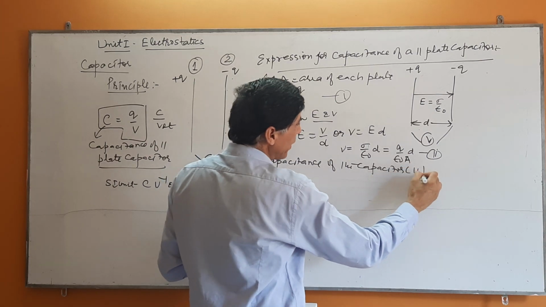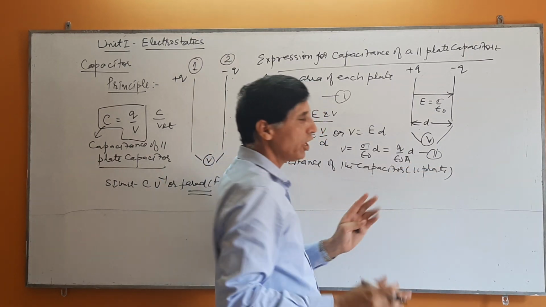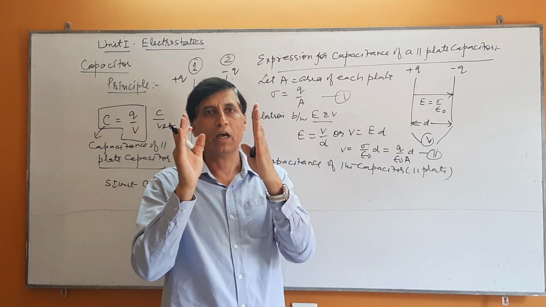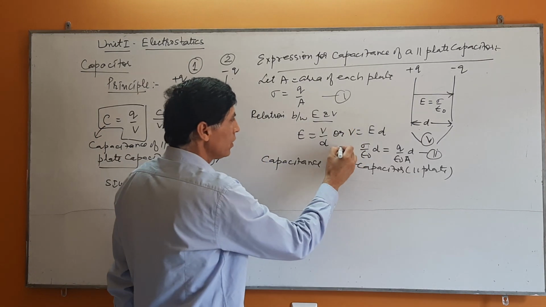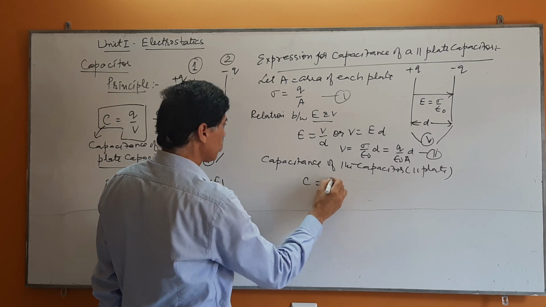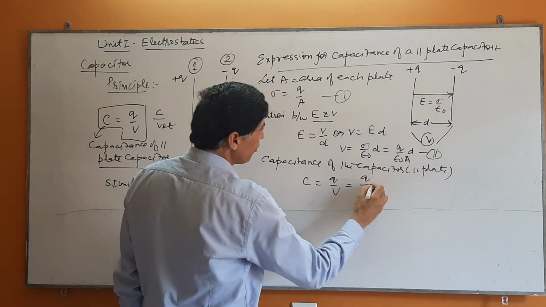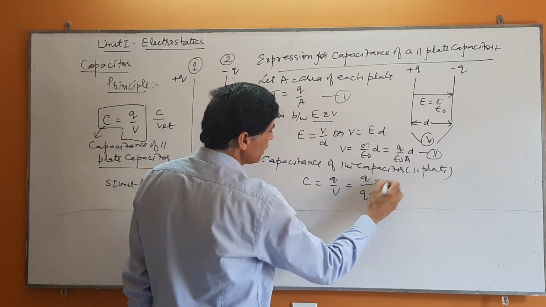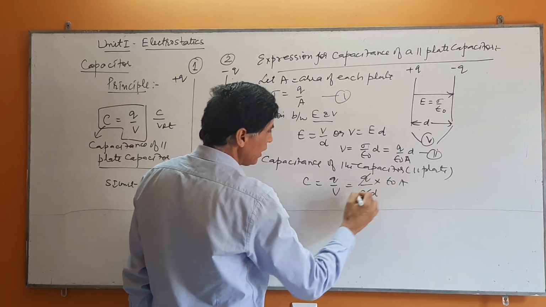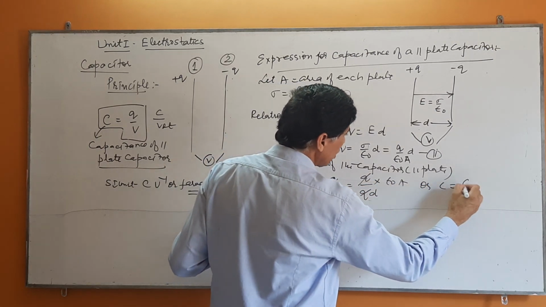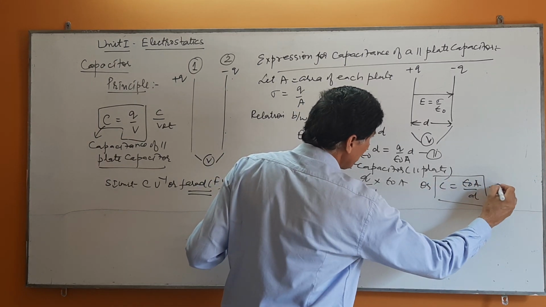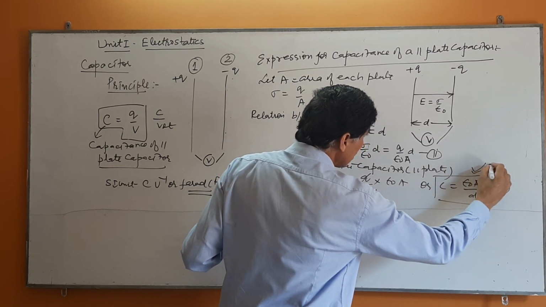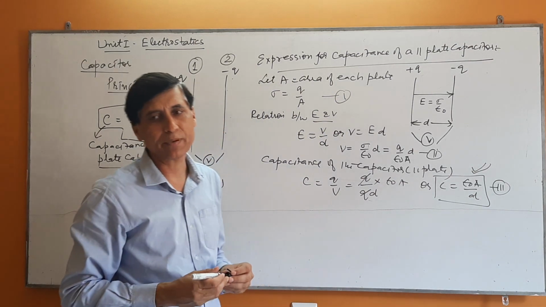Which capacitor? Parallel plate. Parallel plate means two rectangular sheets which are kept parallel to each other. And now C is equal to Q upon V, Q upon Q, this is D and this is epsilon naught A, it cancels out, or C is equal to epsilon naught A upon D. So this is the formula of capacitance of a parallel plate capacitor.